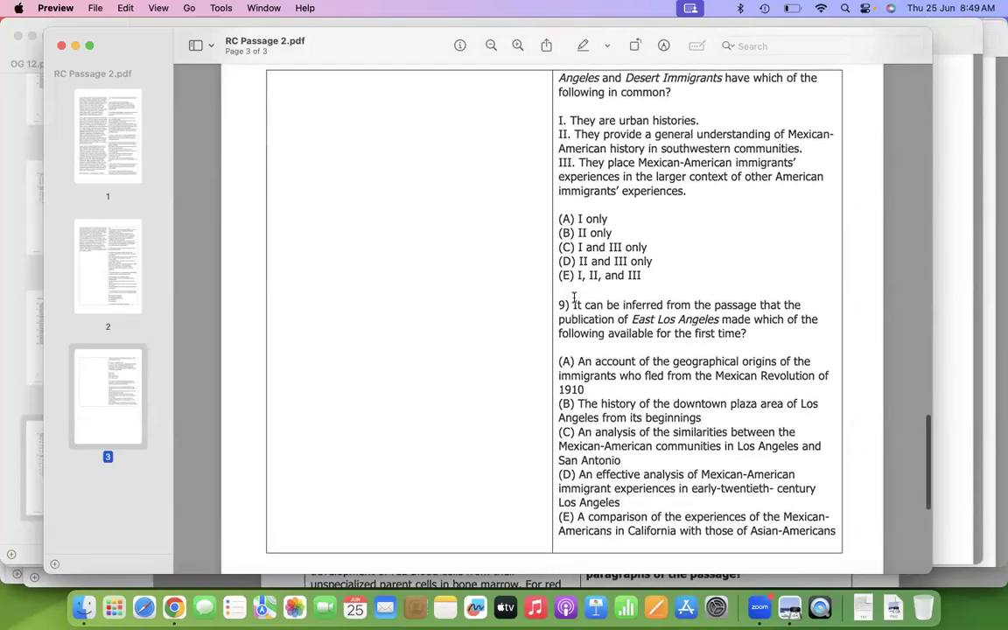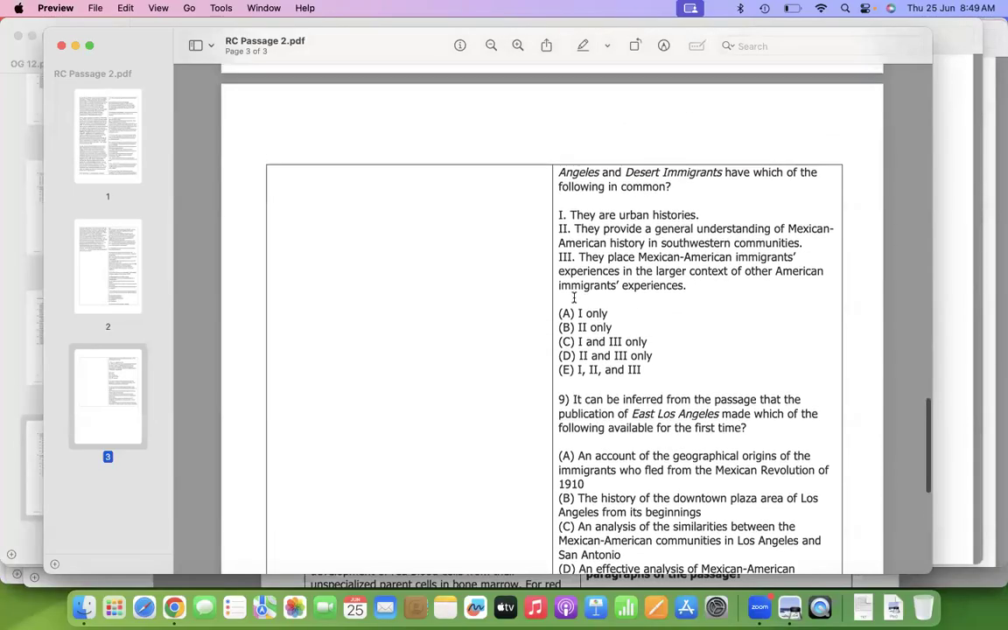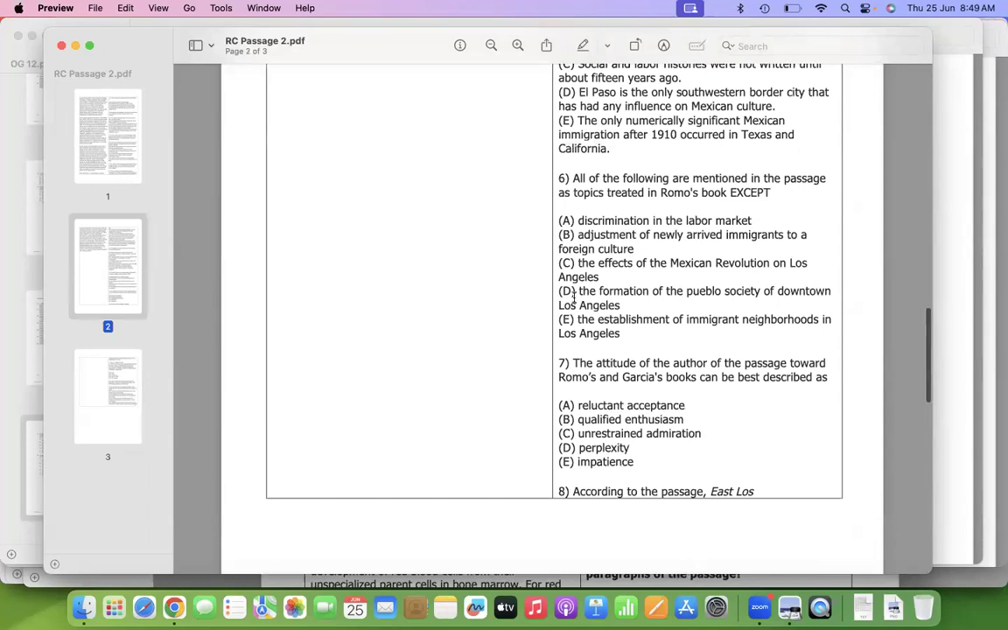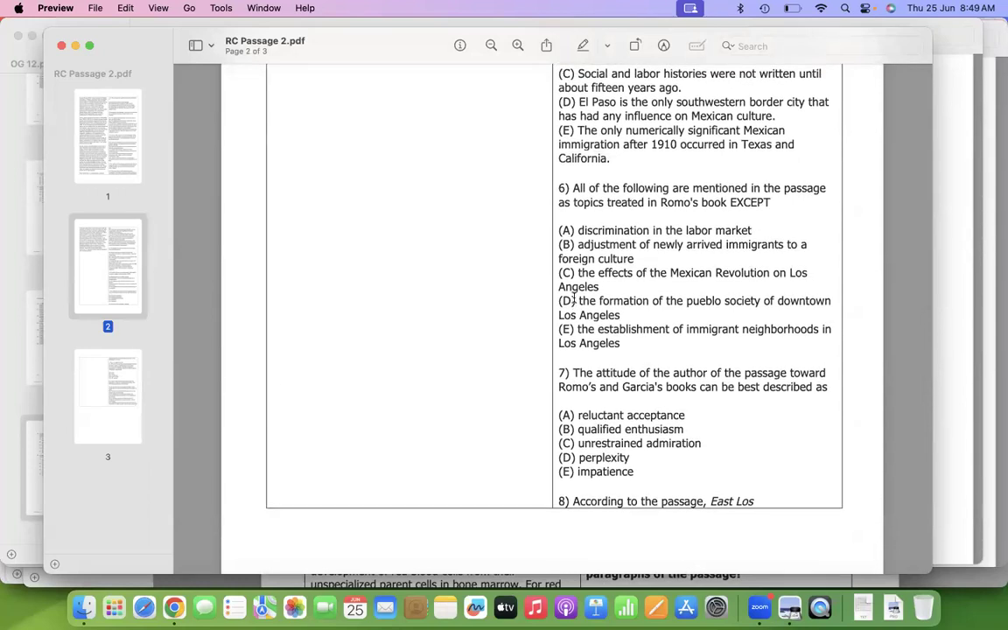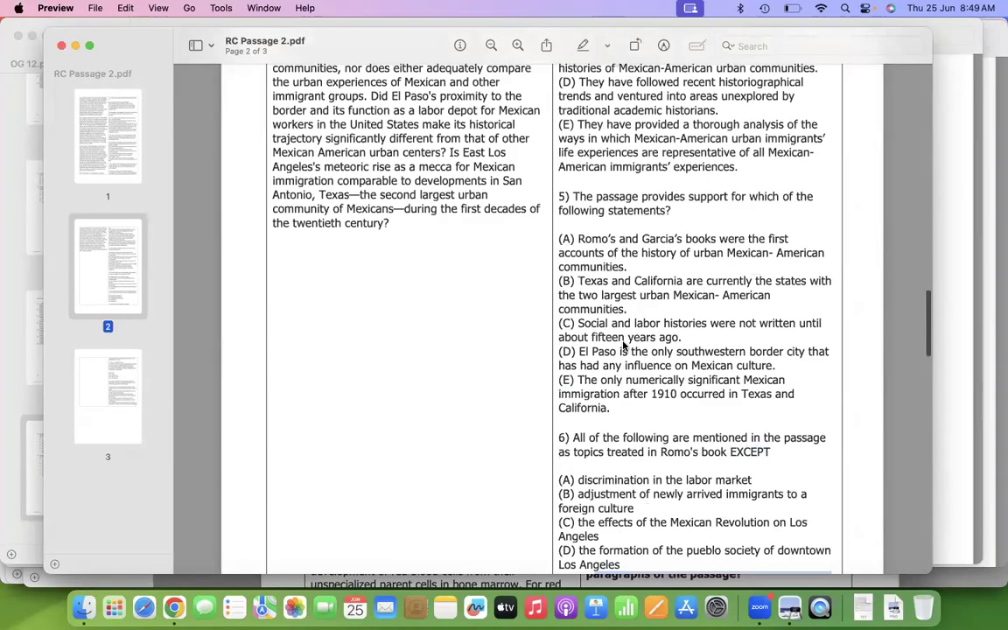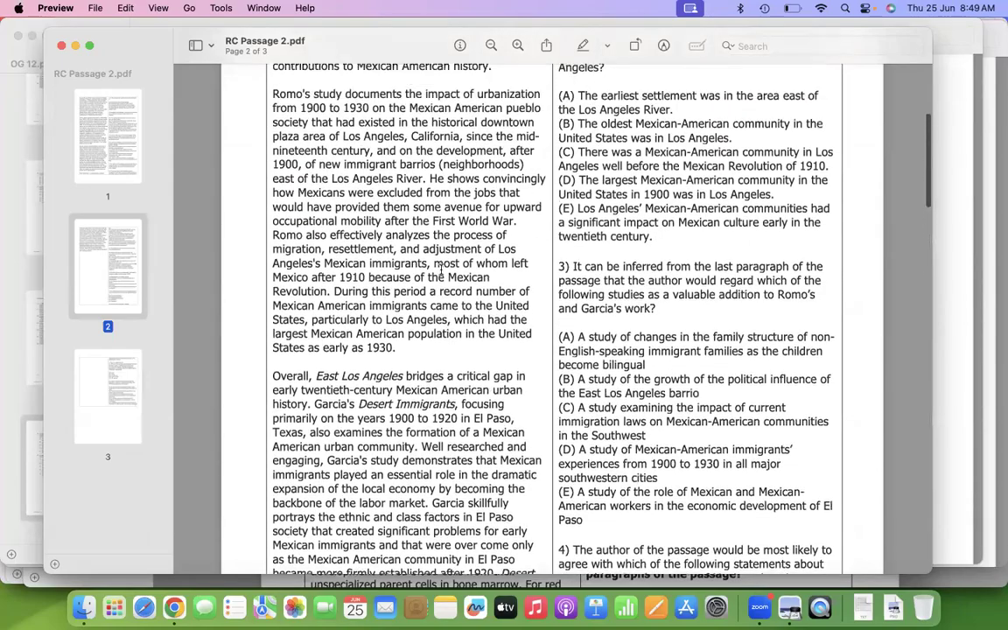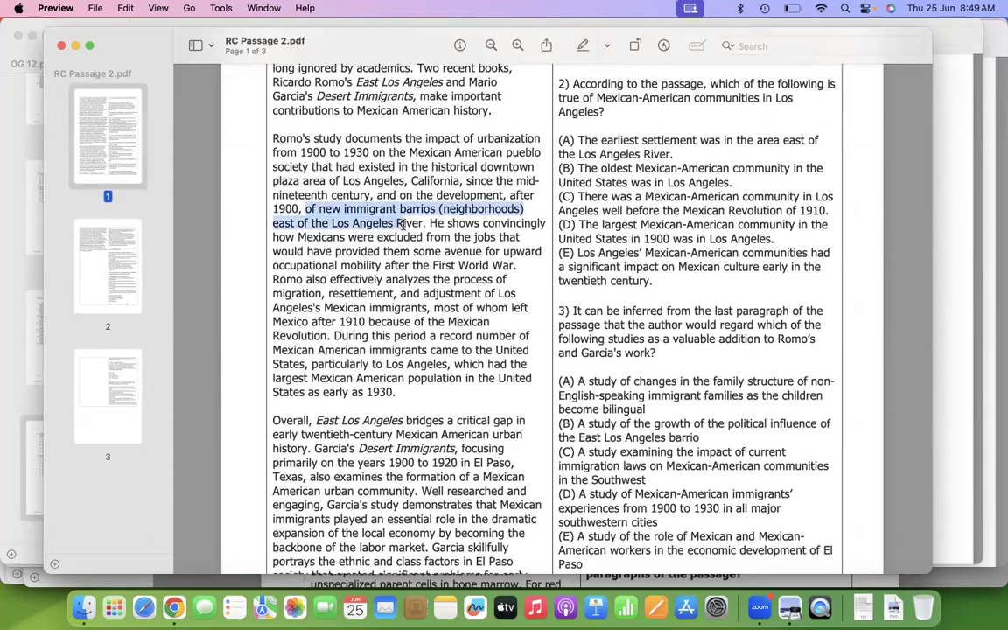Ma'am, the sixth question, can you explain that again? I still didn't get that. Question 6, what was your answer? For me, it was like E. It's an except question. What is not mentioned? Establishment of immigrant neighborhoods is mentioned here. New immigrant neighborhoods.